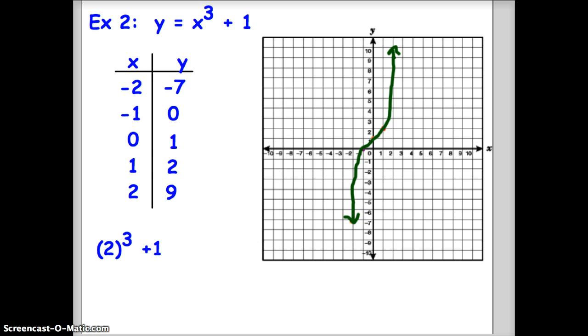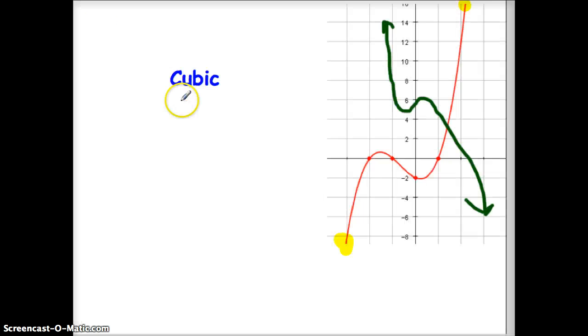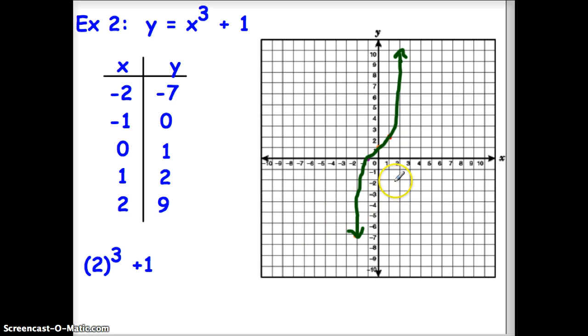Now, unlike the cubic equation we showed a few slides back, it doesn't have to have these two bumps in it. It can be a bit more smooth like this equation here, and that's fine. Sometimes that happens. But again, please note that we're going in two different directions. The left hand of my graph goes down in the negative direction. The right hand side of my graph goes up in the positive direction.